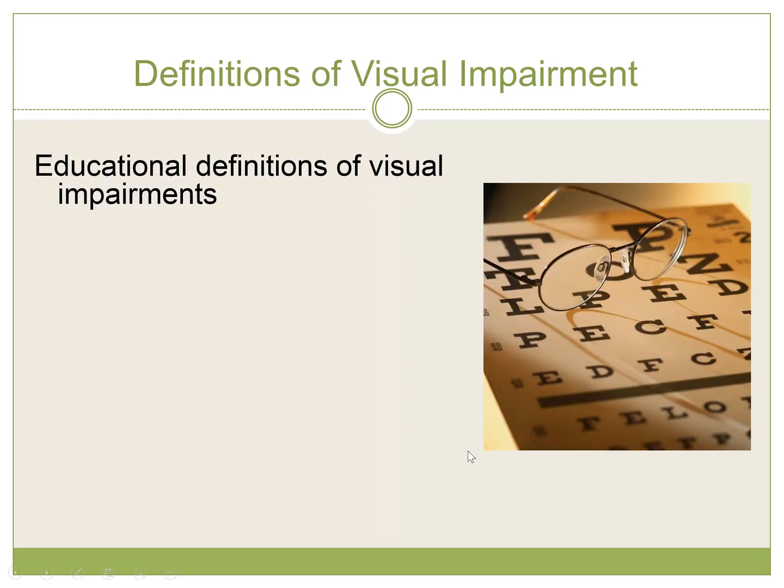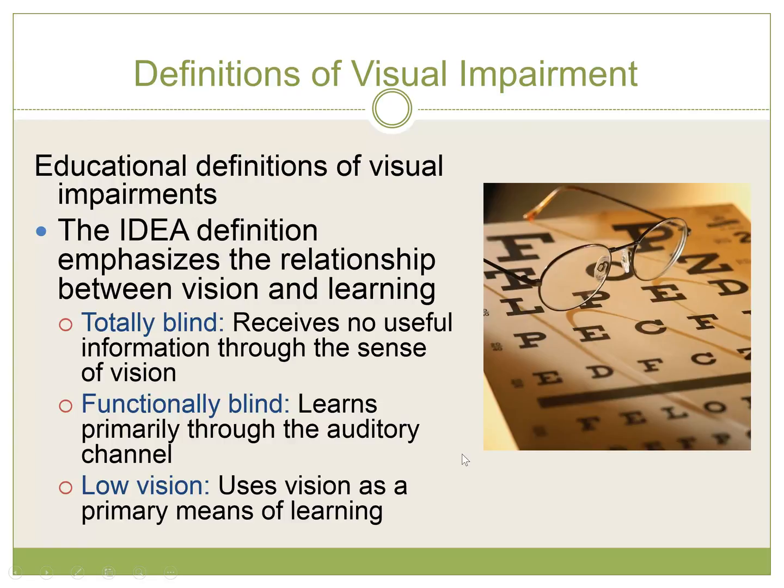Now, IDEA has a definition of a visual impairment, and they emphasize the relationship between vision and learning. When we're totally blind, we're not getting information through the sense of vision, and so we would need to adjust learning activities based on that. What are our instructional goals and teaching methods? Functional blindness means that we learn primarily through the auditory channel, and low vision means that we use our vision as our primary means of learning.